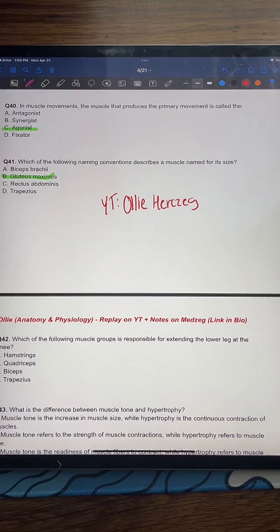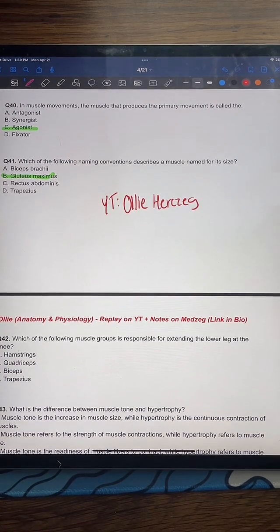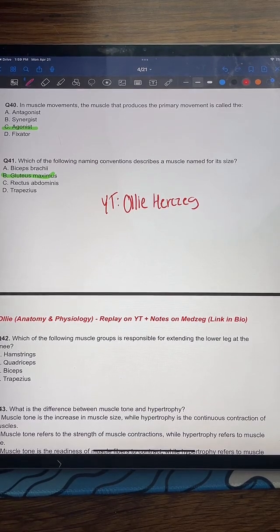The gluteus maximus. Maximus means the largest. So that is a muscle that was named based on its size. Minimus would be smallest. Longest would be long. Biceps brachii, bi meaning it would refer to having two origins. Rectus abdominis would refer to the shape. Rectus means straight. Abdominis would refer to the abdomen, so straight muscle in the abdomen. Trapezius is known for its shape because it's mostly shaped like a trapezoid, so not its size.